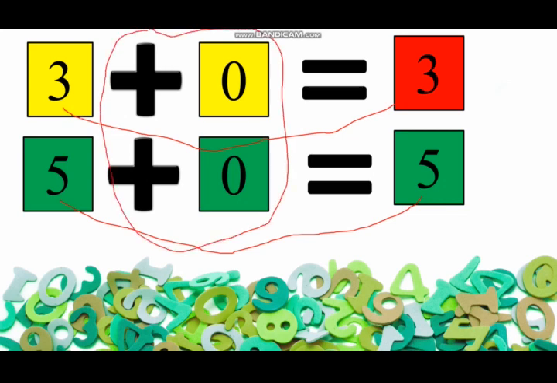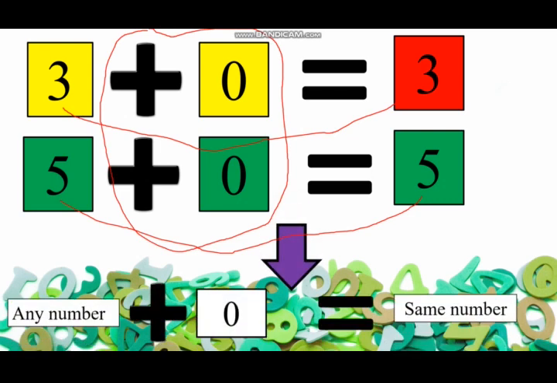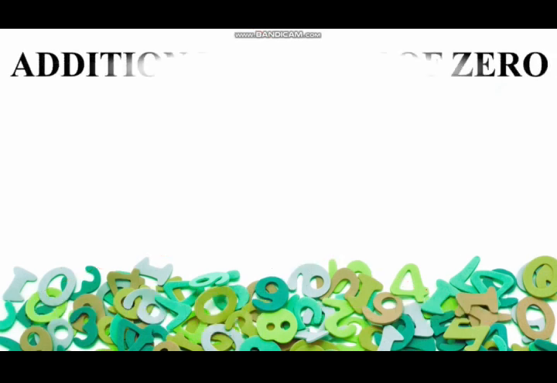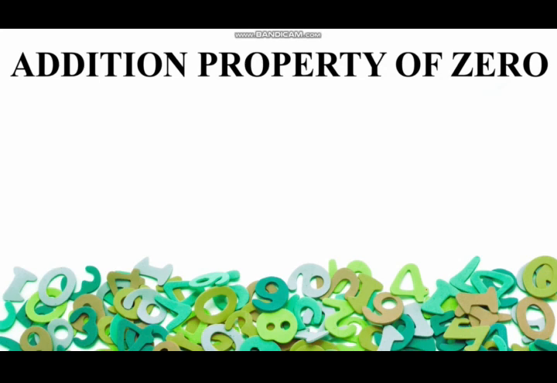So, with these two statements, you can say that any number, take any number, if you add that number with 0, it will be equal to the same number. Meaning this number and this number, both will be the same. Now this rule, this general rule that we have found out, is also called the addition property of 0.